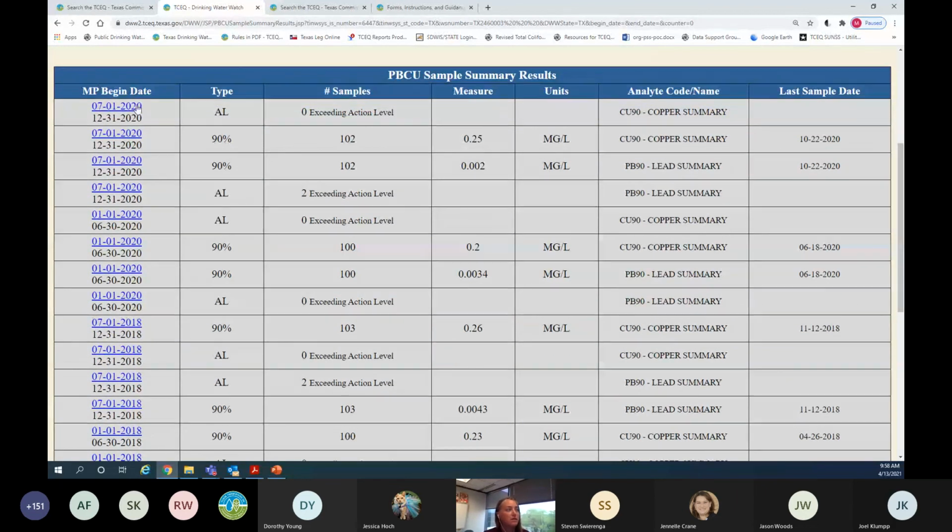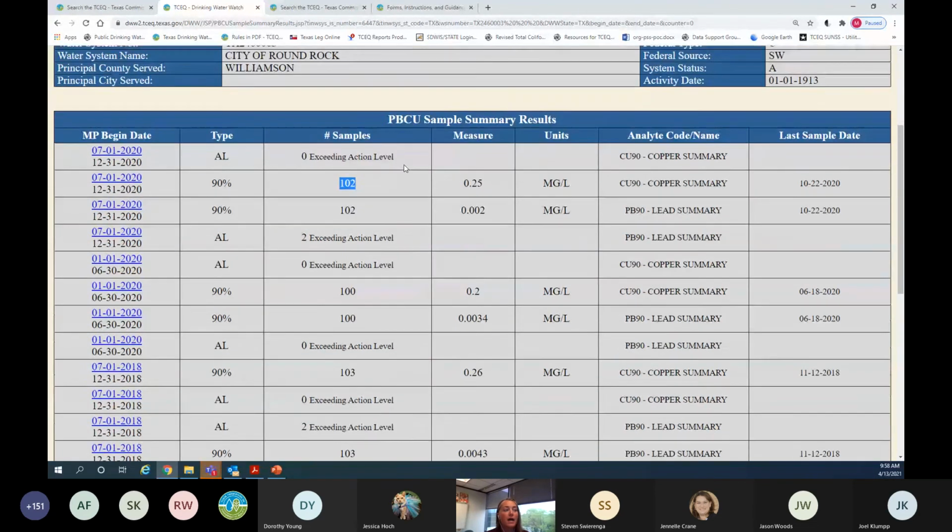It'll give you your monitoring period, your number of samples collected, and any action level exceeding samples you might have for that time period. So in this case, their requirement was 100. They submitted 102. They're going to be fine. However, if they were supposed to submit 10 and this says 9, then they need to get in contact with us or the laboratory to figure out why we only have 9 of their 10, or 50 of their 100, or 75 of their 100.